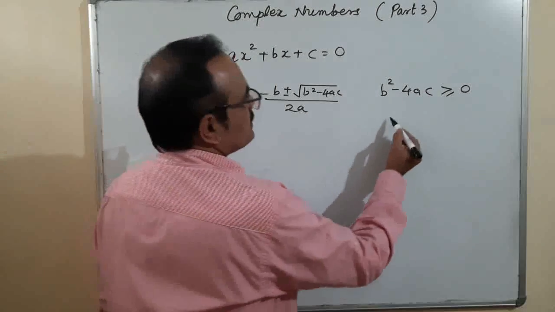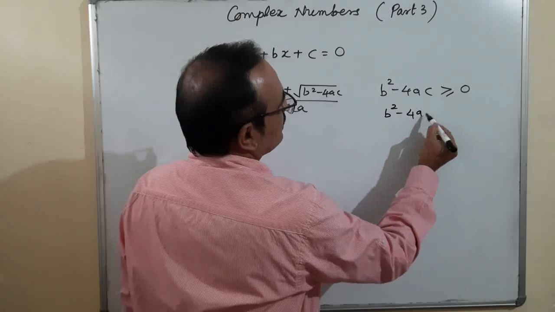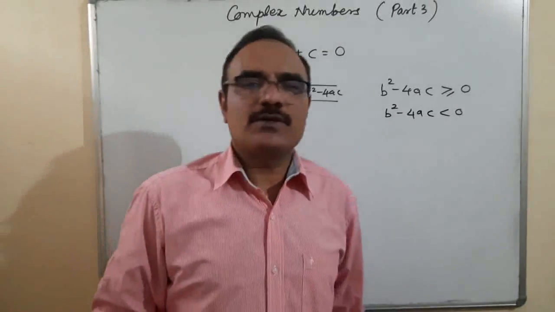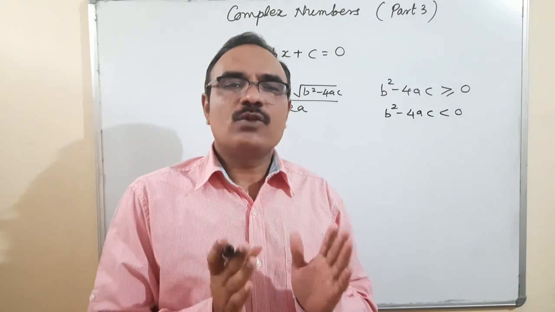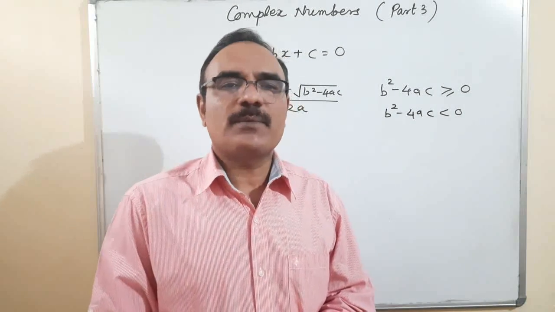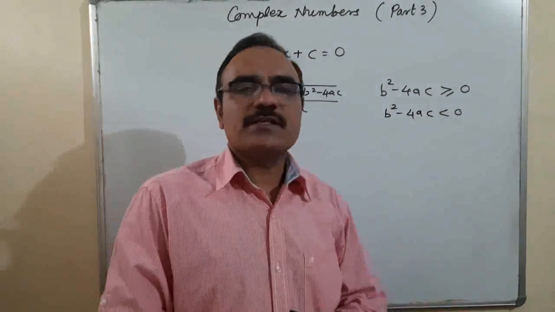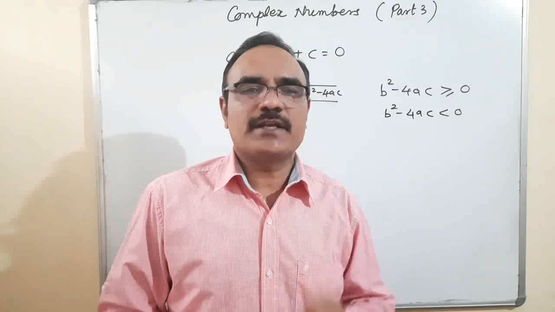But here we have to discuss b square minus 4ac less than 0. That means no real root, which in class 11th means imaginary roots. So if b square minus 4ac is less than 0, we are getting two imaginary roots.